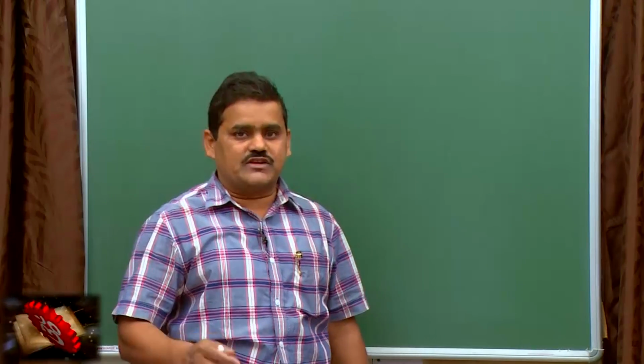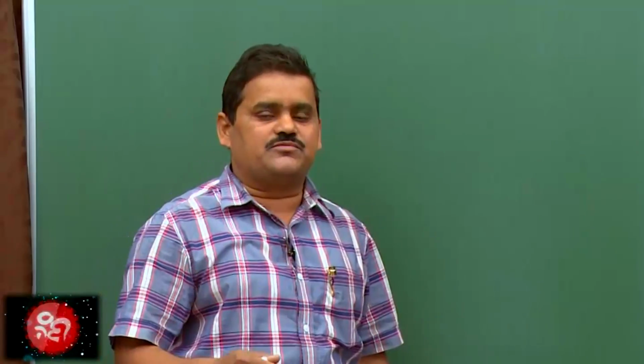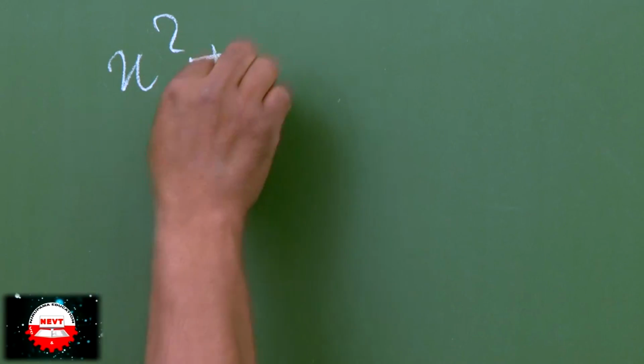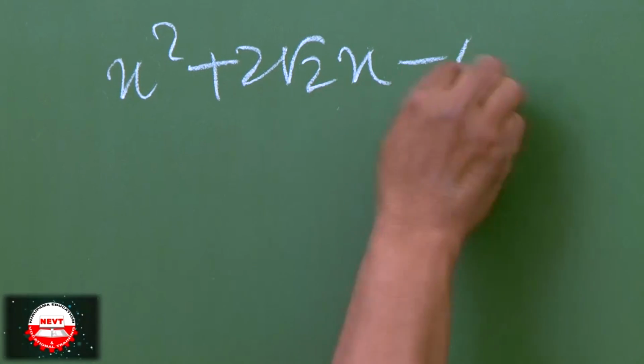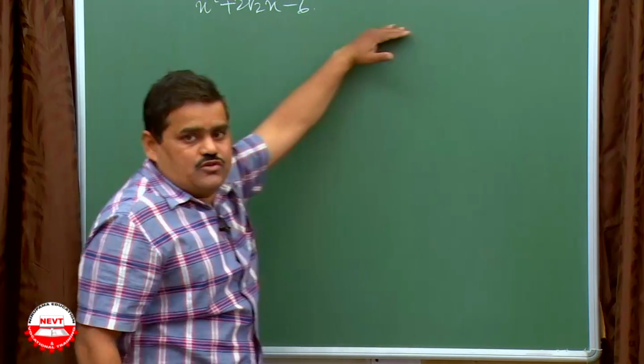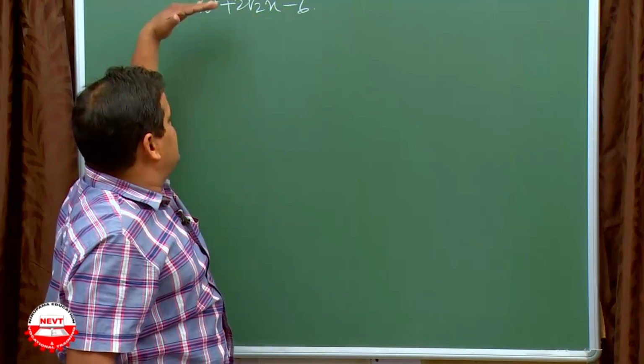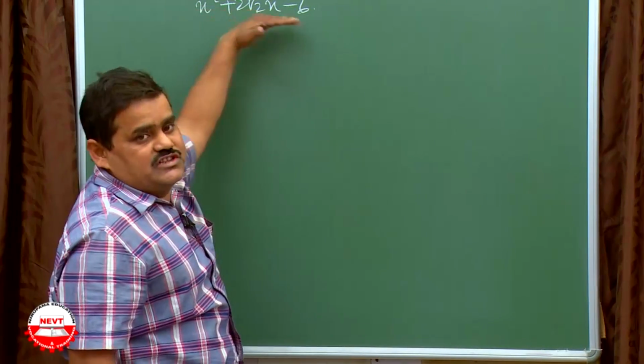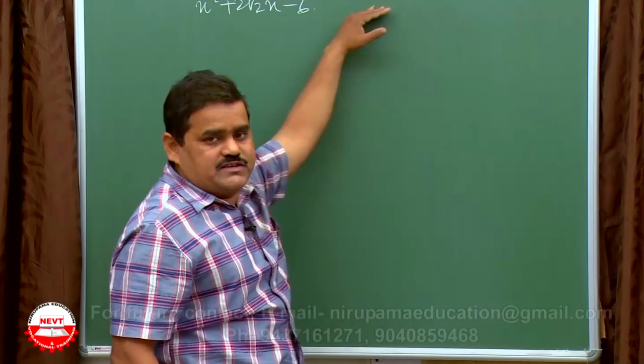Let us start some more extra questions, from various reference books and some previous year questions. The question is x square plus 2 root 2x minus 6. So this is the question. You have to find the zeros and verify the relationship of the zeros with their coefficients.